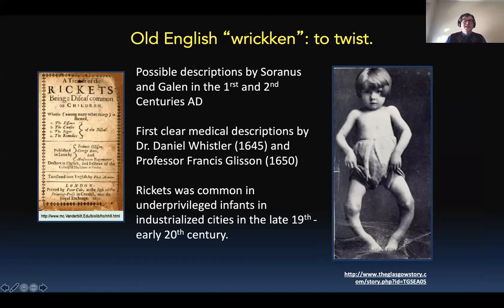So Rickets comes from an Old English word, wricken, which means to twist. There are some possible case descriptions in the more ancient world. The most clear early medical descriptions were in the 1600s, and during the Industrial Revolution, there were a lot of underprivileged infants in cities that were manifesting with Rickets, and this picture is one from Glasgow, I believe.